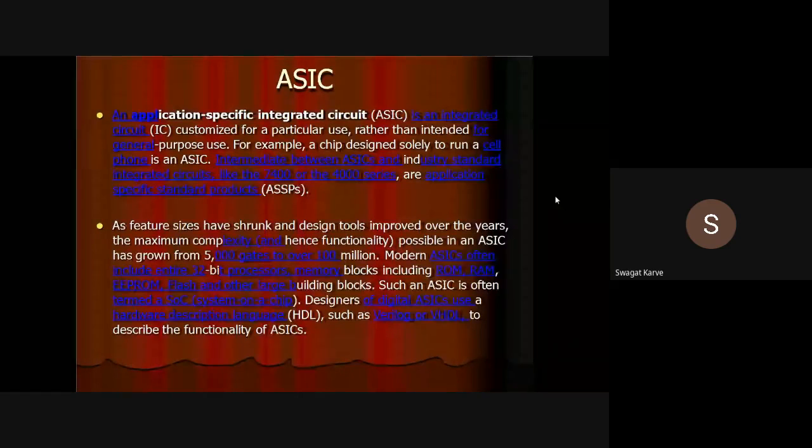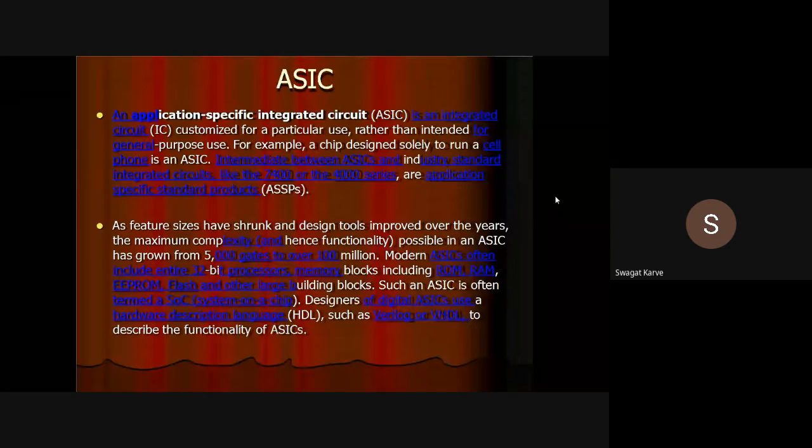So your mobile chip can be considered as an ASIC, whereas the normal controllers, processors, they are not ASICs because they are meant for general purpose use. They are not meant for any specific use, right? So that is what ASIC is. The same example is given there, right? The chip designed solely to run a cell phone is an ASIC. The chip in your phone is one of the best examples of an application specific integrated circuit, right?